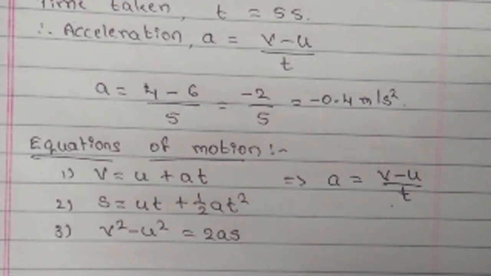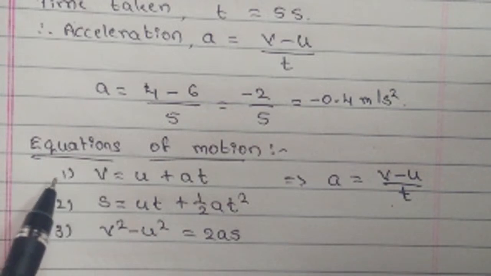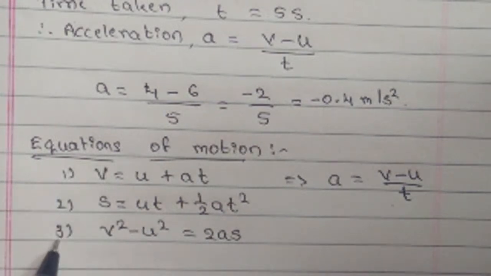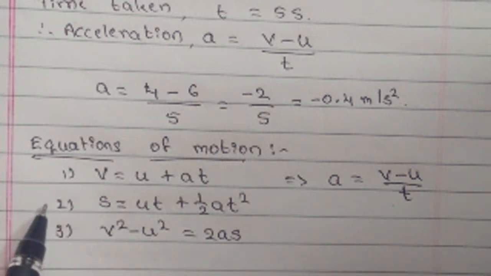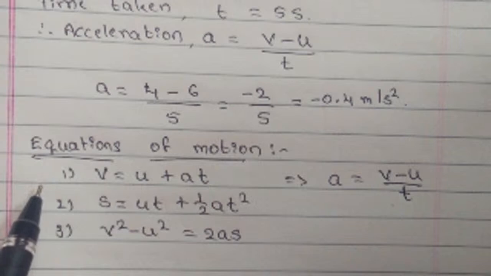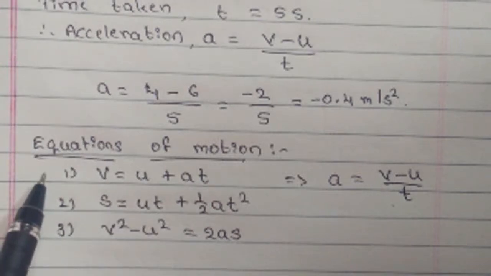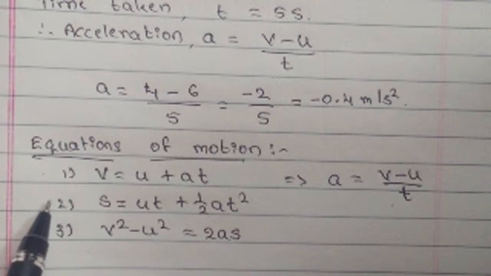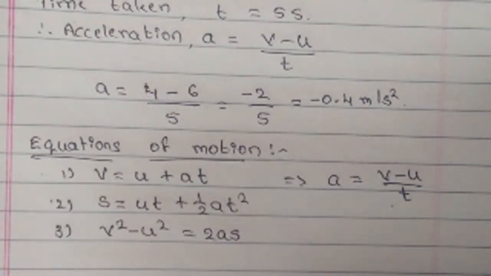Based on the requirements given in the problem, we have to use these formulas. If we want to find the final velocity, we can use the first one or the third one. If we want to find distance, we can use the third one or the second one. If we want to find acceleration and all other data are given, then we can use the first one directly. Otherwise, if distance is given, then we have to use this one or this one. So this is about equations of motion. Now based on that, we will solve the problem.